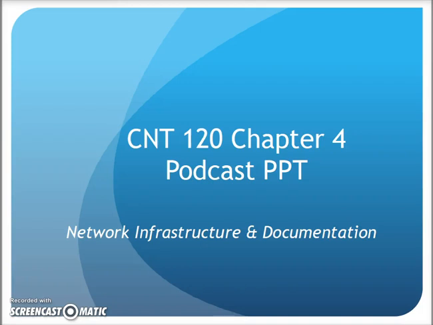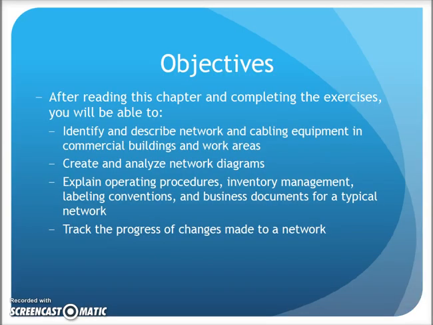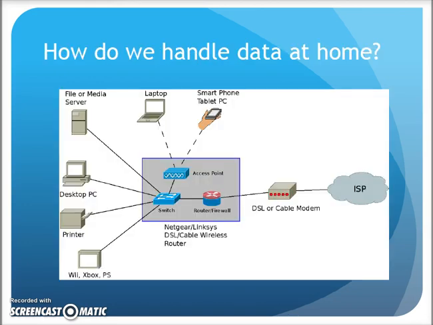Alright, CNT120, we are looking at Chapter 4 on Network Infrastructure and Documentation. Our objective in this chapter is to understand commercial cabling, or cabling in a commercial building, and look at some of the diagrams and other things that go along with it, along with some of the documentation we do based on all this. So that's what we're going to be focusing on.